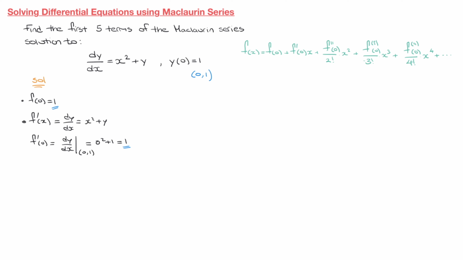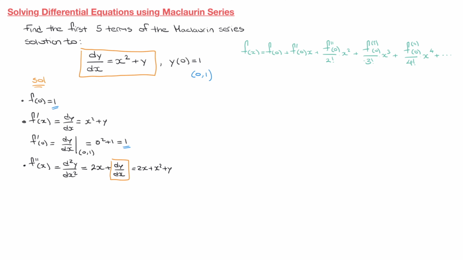That being said, I carry on, and we now look into the second derivative, f''(x), and by definition that's equal to d squared y/dx squared, which will just be equal to the derivative of the expression we have here. And so differentiating this expression with respect to x, and keeping in mind that y is a function of x, the second derivative becomes 2x plus dy/dx. But now, since dy/dx is given by the differential equation we started off with, we can go ahead and replace this by x squared plus y. So this becomes 2x plus x squared plus y.